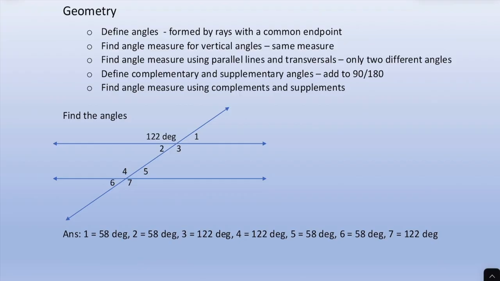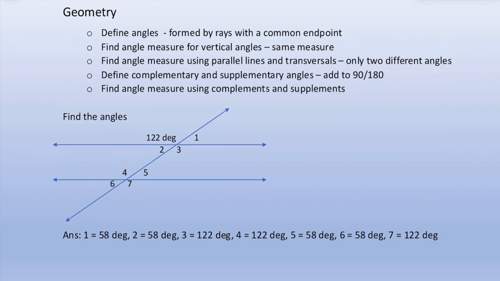Some geometry facts you need to know. For the geometry things you need to know, make sure that you know the difference between an angle, a vertical angle, a 90-degree angle or right angle, and what's complementary and supplementary. Complementary angles add up to 90, supplementary angles add up to 180. How do parallel lines and transversals work together? So let me kind of show you what we got here.